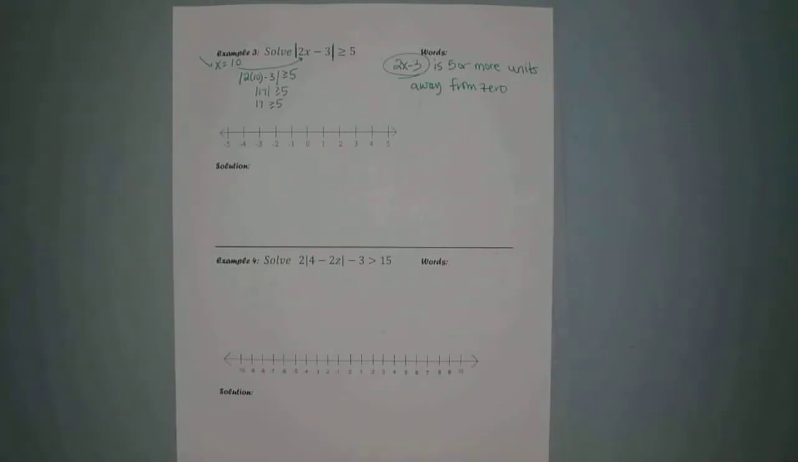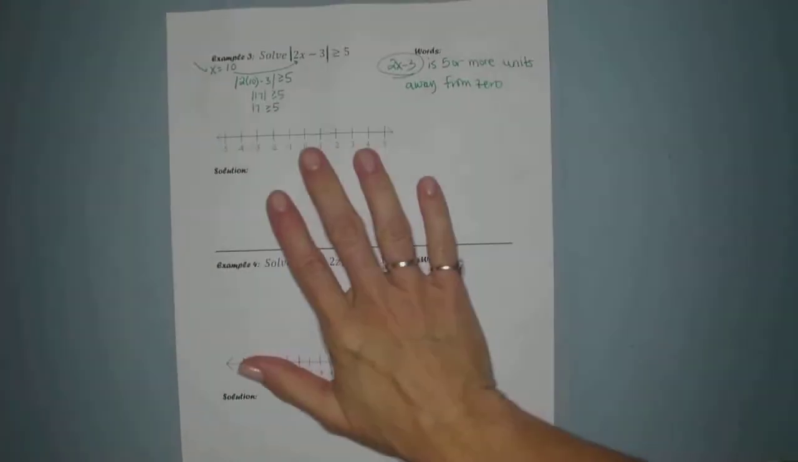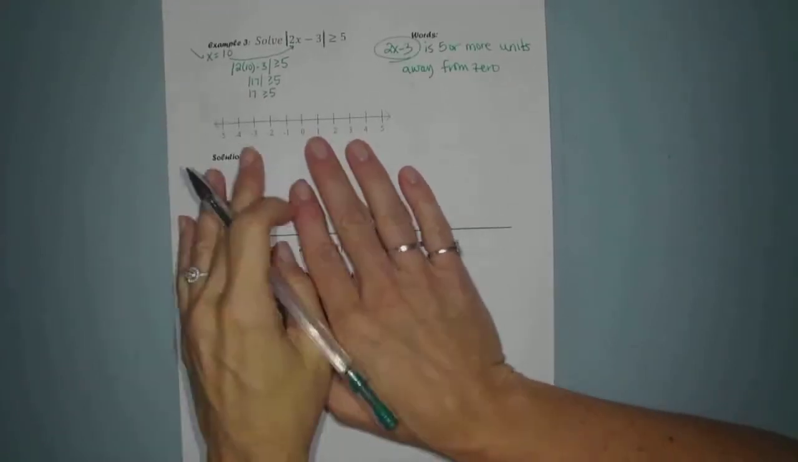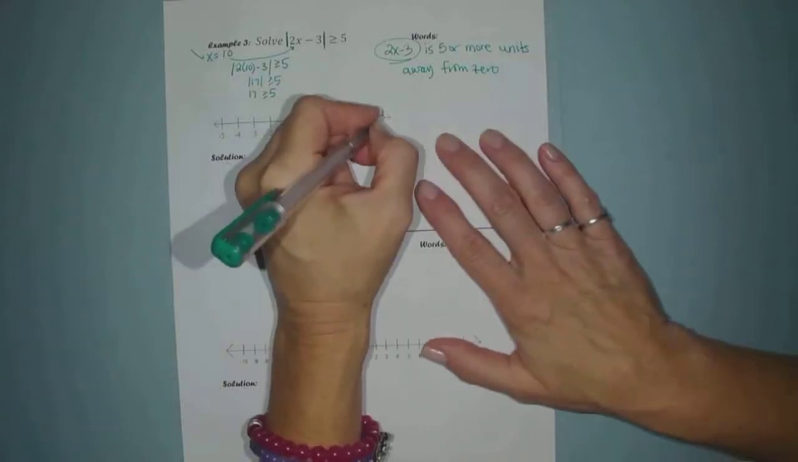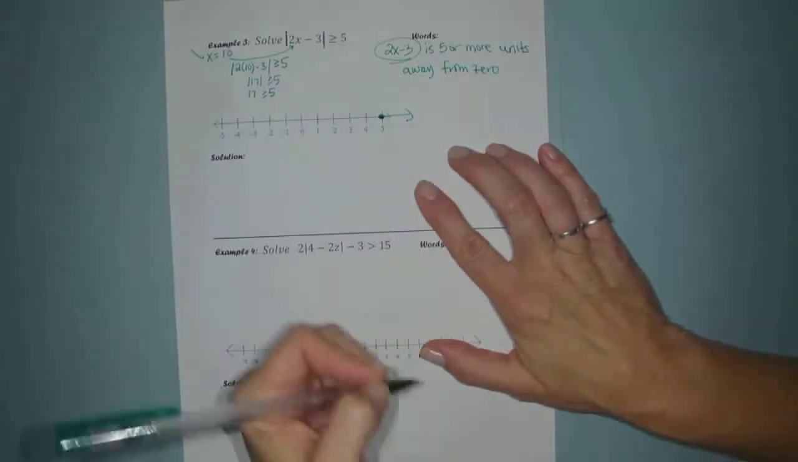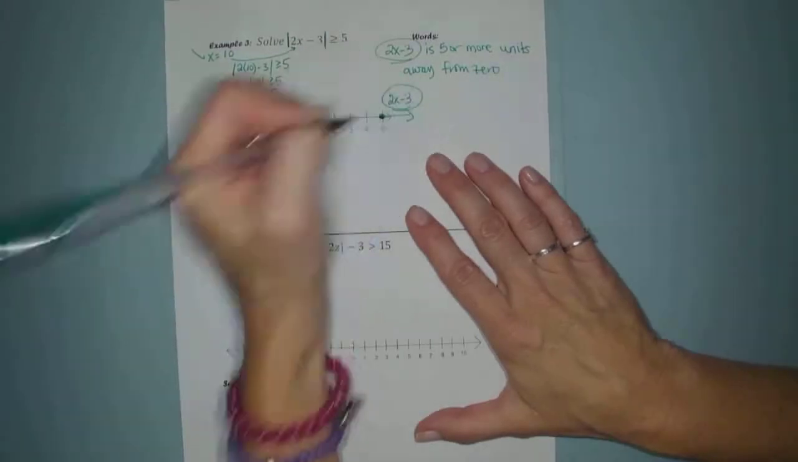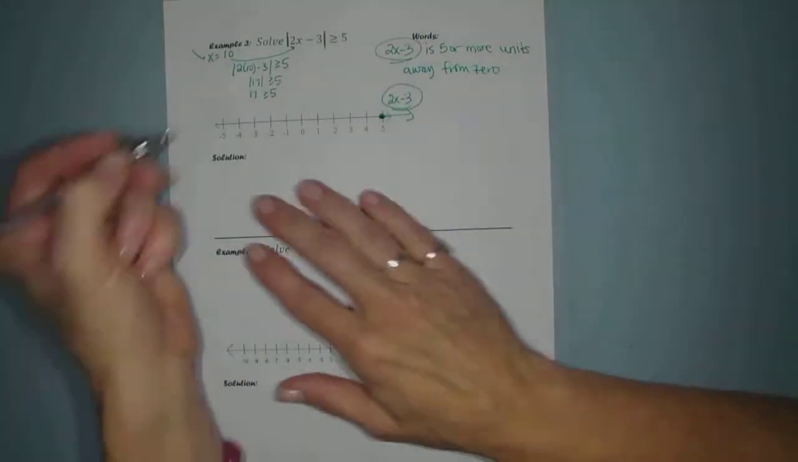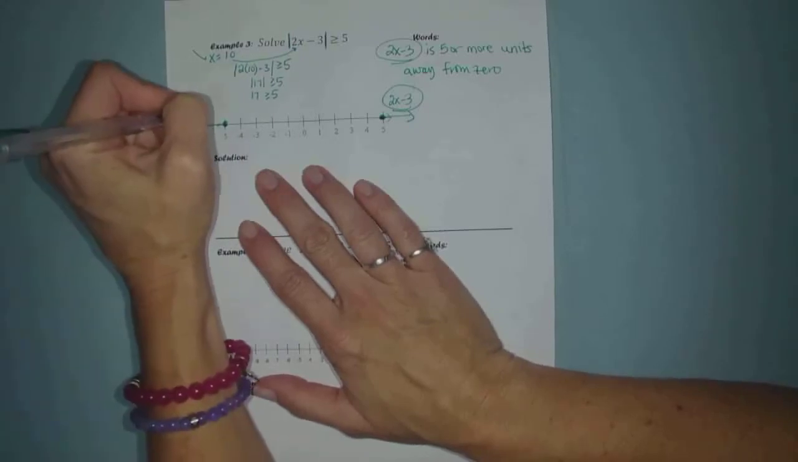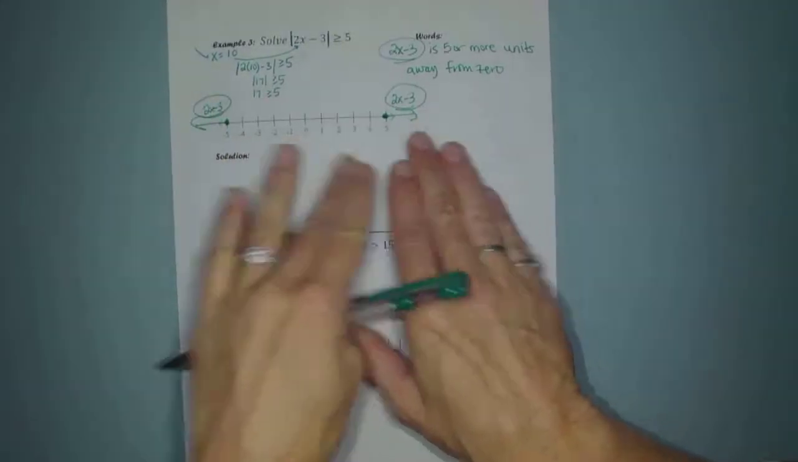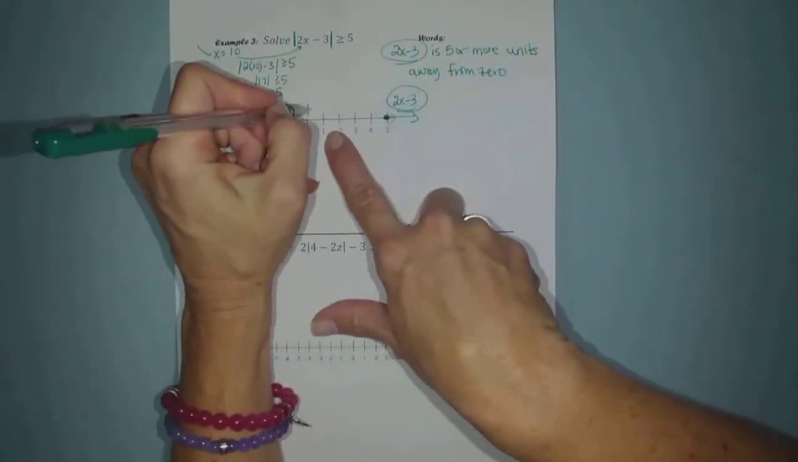2x minus 3 is going to be 5 or more units away from 0. So if I look at my number line, 2x minus 3 can float over here, 5 or more this way. Or if it's more than 5 away, it can float down here. See how it can be here or here? It's more than or equal to 5 away from the magic 0.